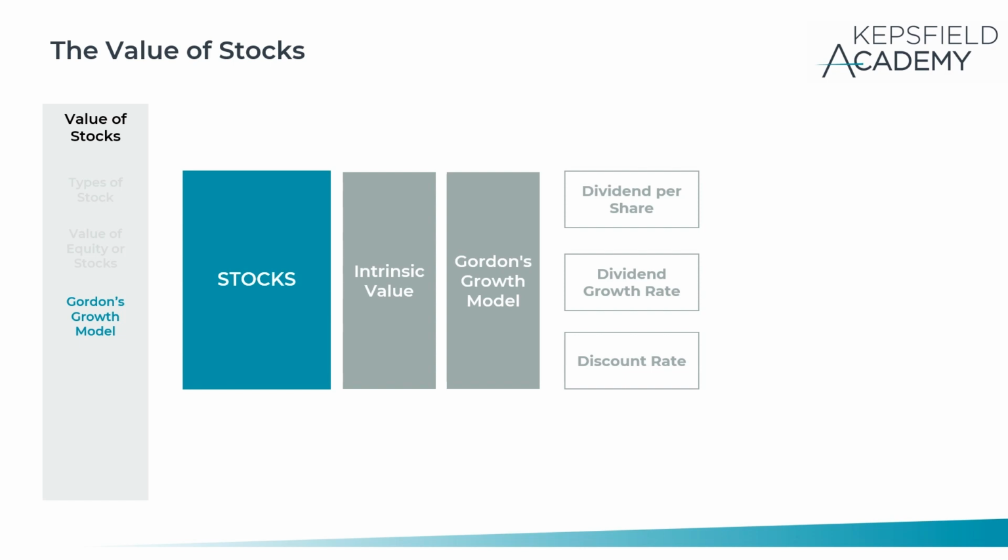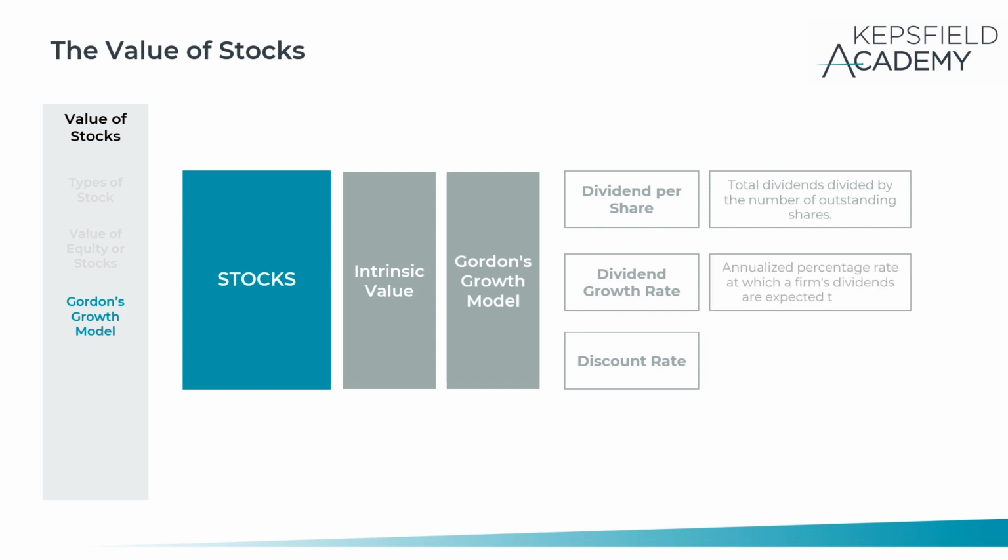Dividend per share measures a shareholder's income over a period. This metric plays a crucial role in valuing equity with Gordon's growth model. It's calculated by dividing the total dividends by the number of outstanding shares. The dividend growth rate is the annualized percentage rate at which a firm's dividends are expected to grow. The sustainable growth rate is particularly useful as it reflects the maximum rate of growth a firm can sustain without relying on additional equity or debt. It's calculated by multiplying the retention ratio with return on equity.